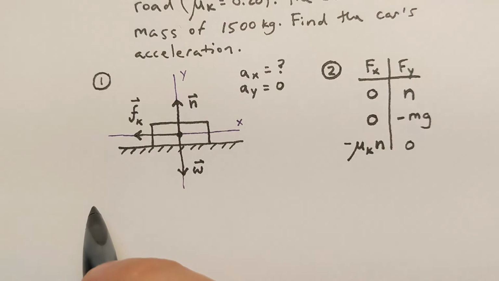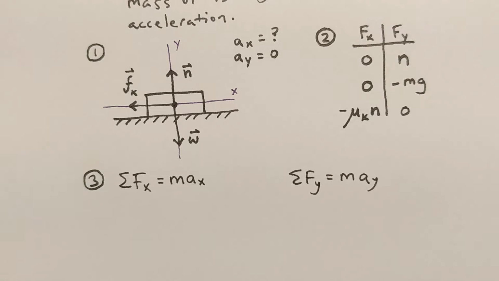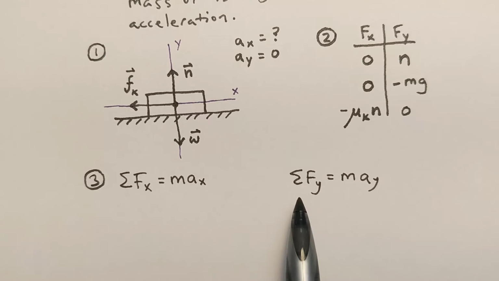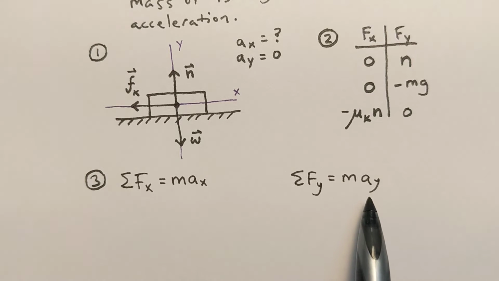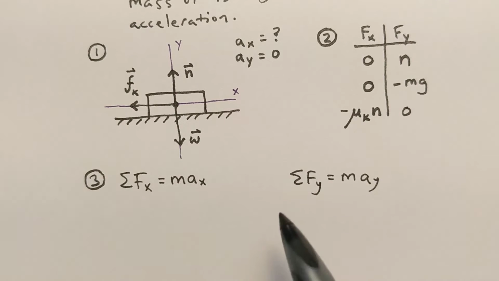Step 3, let's apply Newton's second law. You go ahead and try it first. So add up the forces in the x direction, set it equal to mass times acceleration in x. Add up the forces in the y direction, set it equal to mass times acceleration in y. Pause the video now. Okay, hopefully you tried it. Let's take a look at the solution.